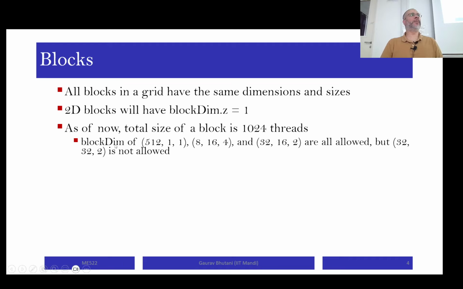So if you have blockDim, which is the x, y and z dimensions of a block, and it's 512, 1, 1, that is allowed, because the total number of threads, which is this times this times this, is less than 1024. Similarly, these two are allowed, but if you take 32, 32, 2, that is not allowed, because that goes beyond 1024 threads in a block. So just take a mental note that there is a restriction on the number of threads available in a block, so you have to choose your block dimensions appropriately.